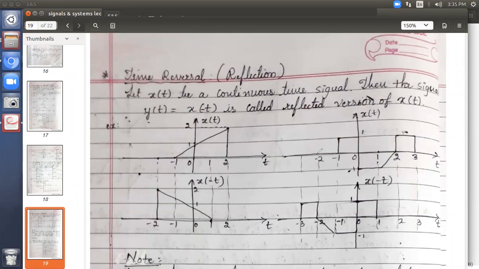Okay, what thing to be performed here? We need to go for time reversal, time reflection. In order to do the reflection, as I told you, take all these horizontal axis time values and put a negative sign before them. Let me start with say -2. We don't have anything here, so leave it. Let me take -1. Minus of -1 will become +1. So at +1, this vertical line comes.